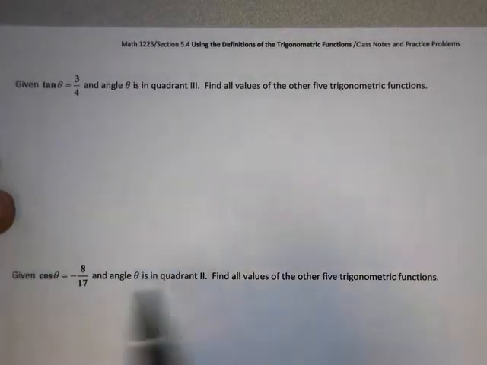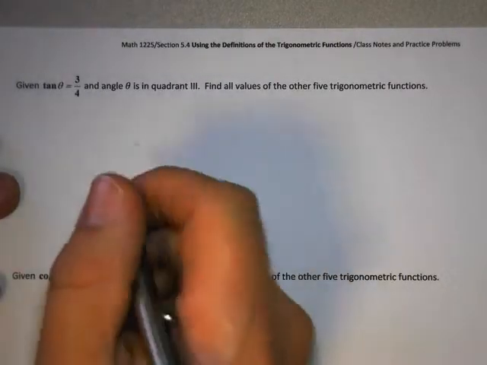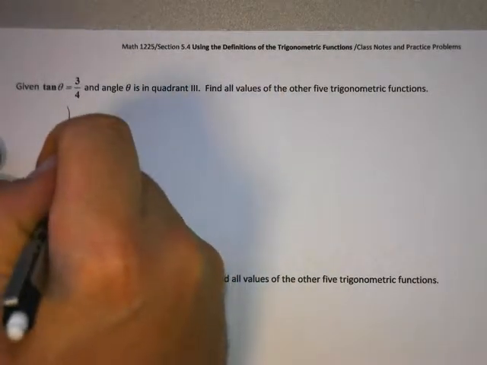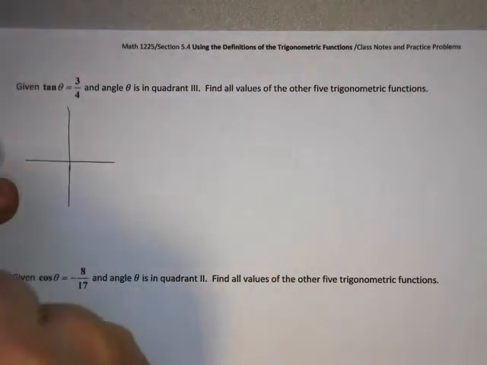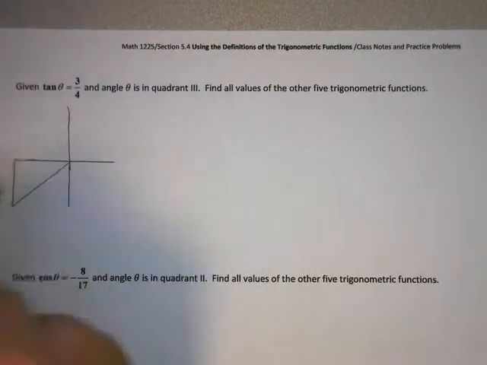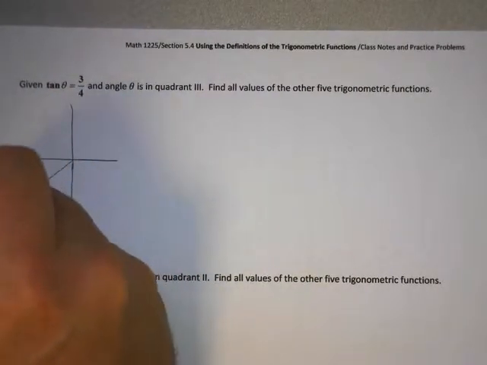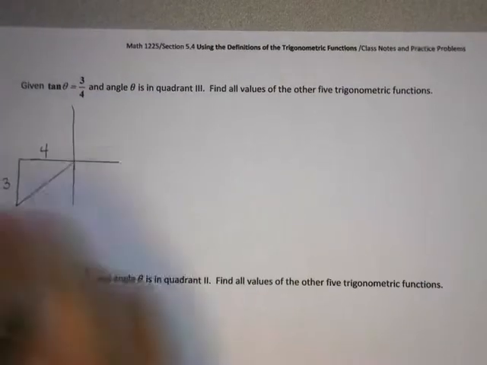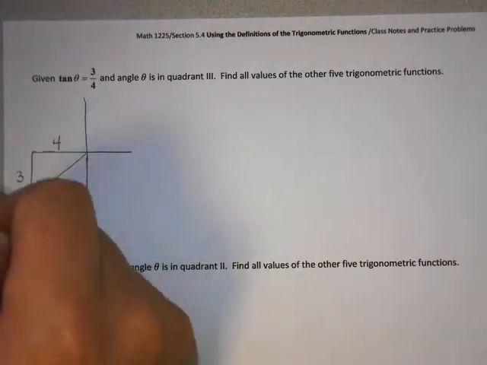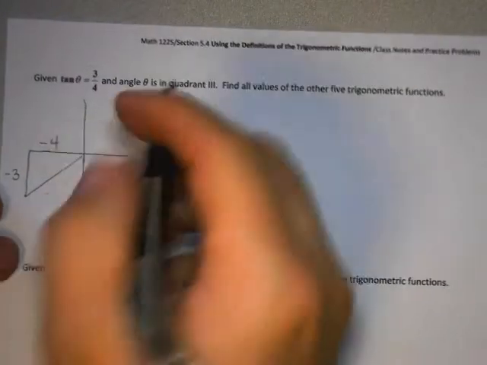So more examples. If tan theta equals 3/4 in quadrant 3, so its tangent is opposite over adjacent, so it's going to be 3/4. But we have to be careful. Even though this reduces to positive 3/4, we went back and down. This is really a negative 4 and a negative 3.